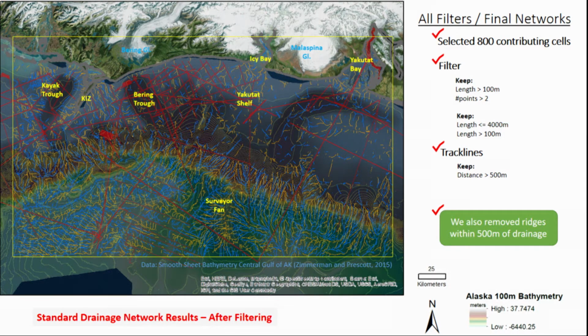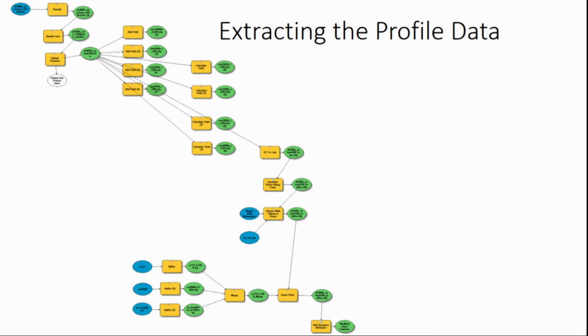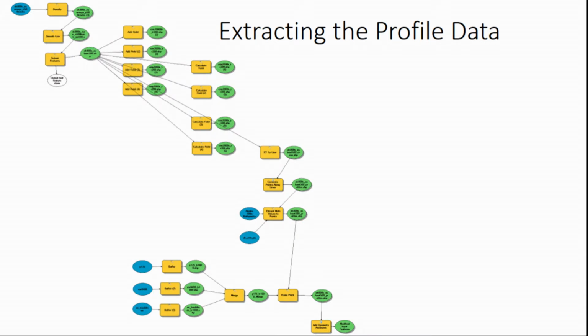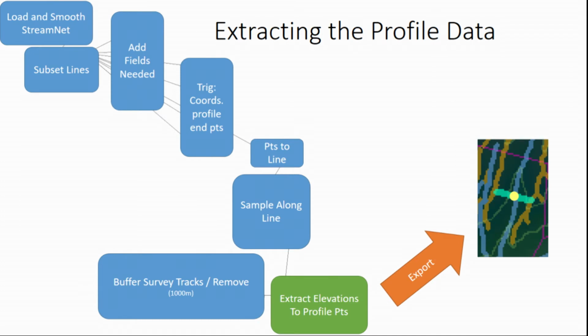So this is what we're going to use moving forward to extract our profile data, which we've done in ModelBuilder again. The point here is that it may look somewhat complex if you've never used ModelBuilder before, but it's really pretty simple. We're taking our stream network, taking a subset of those lines. In this case, we used 500.